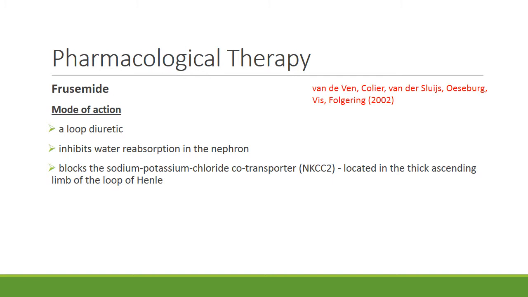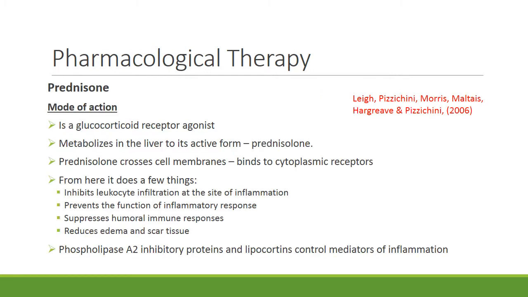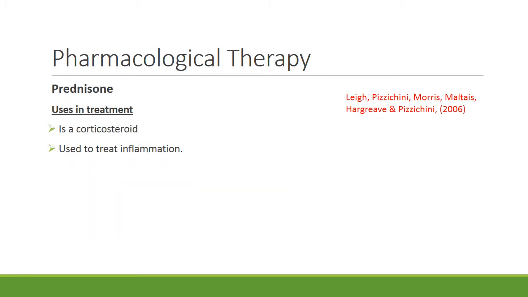Furosemide, again the mode of action is on the screen. And its use in treatment is, like salbutamol, to induce bronchodilation, and that's going to allow John's airways to relax. Prednisone, the mode of action is on the screen. And its use in treatment is as a corticosteroid, and that's going to treat inflammation.